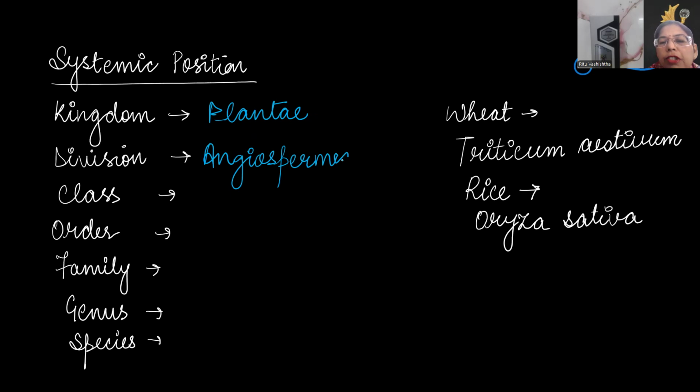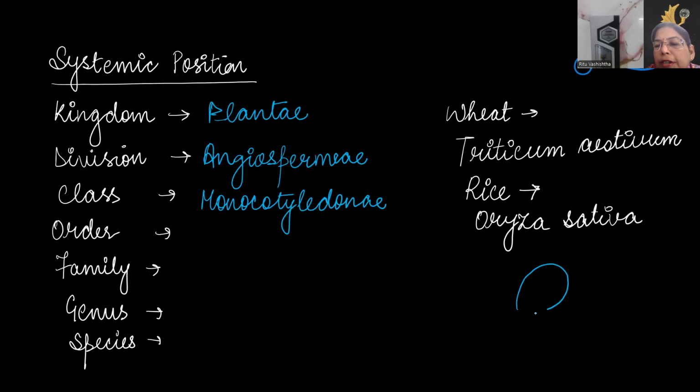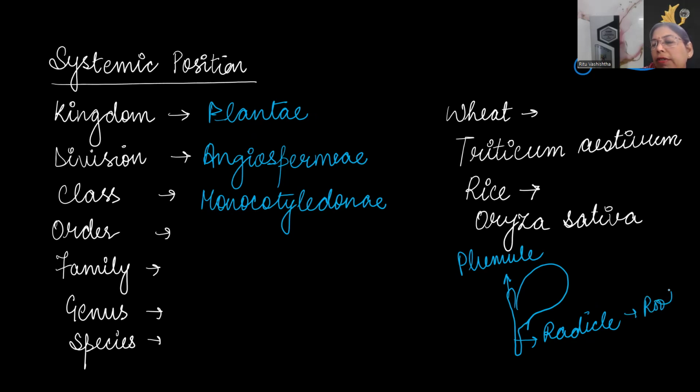So the division is angiospermae, which are most adapted, found in varied habitats, and which include 2 classes, monocot and dicot. So here the class is monocotyledonae. What do you mean by that? Monocotyledonae means there is presence of a single cotyledon. Whenever the seed germinates, there would be 2 parts, radicle and plumule. You all are familiar that the radicle always gives rise to root and the plumule gives rise to shoot. And here what is present? A single cotyledon is present.